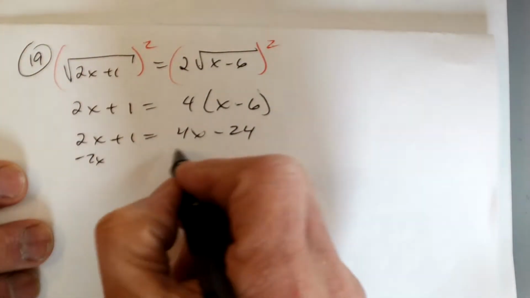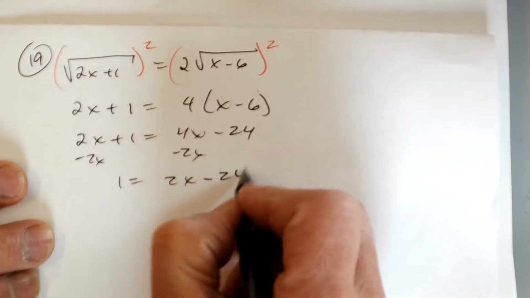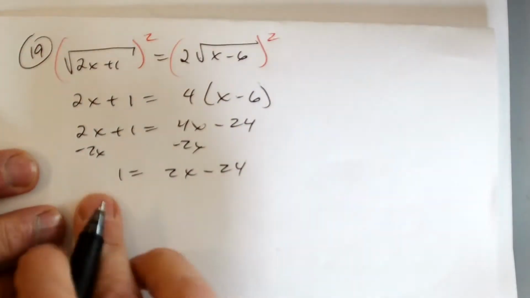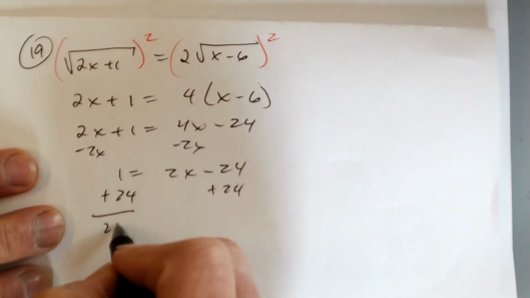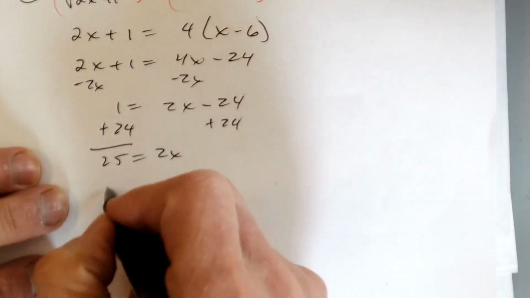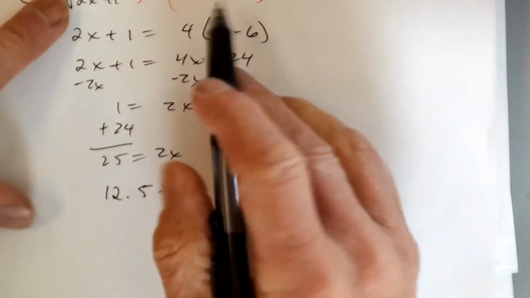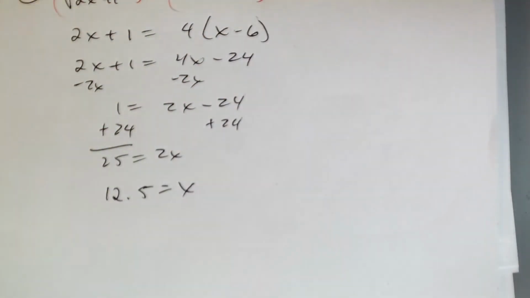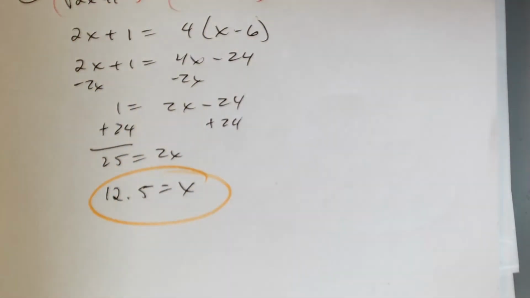Minus 2x, minus 1, equals 2x minus 24. Add 24 to both sides, 25 equals 2x. Divide by 2, and I get 12.5 equals x. That answer will be fine. You won't need to worry about it because it will not create any negatives inside the square roots. Okay, 19. There you go.